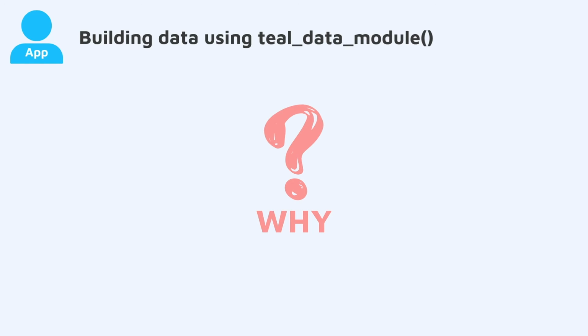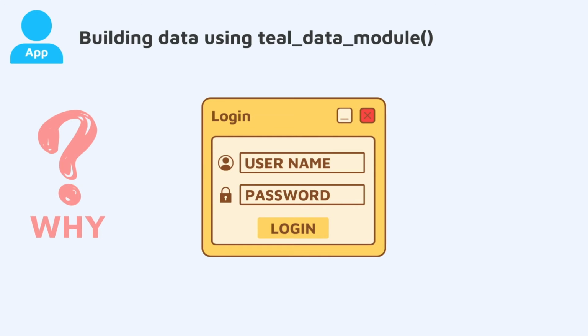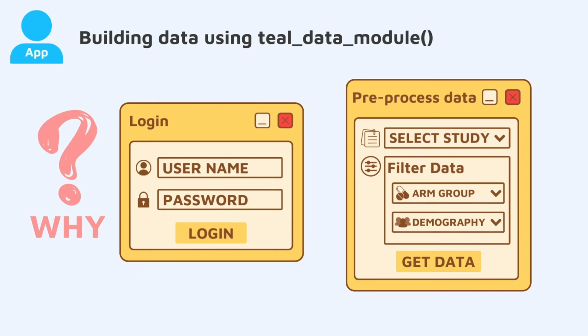Let's see why there are cases where the Teal data function is not enough to create and pass data into Teal apps and we need an additional function called Teal data module. Imagine a scenario where your Teal app requires user-based authentication before the study data can be pulled or processed. In this case, you might want to set up a user login page before the Teal app is loaded. There could also be a scenario where you would like to pre-process the data before your Teal app is generated, like the ability to select from a list of different study data.